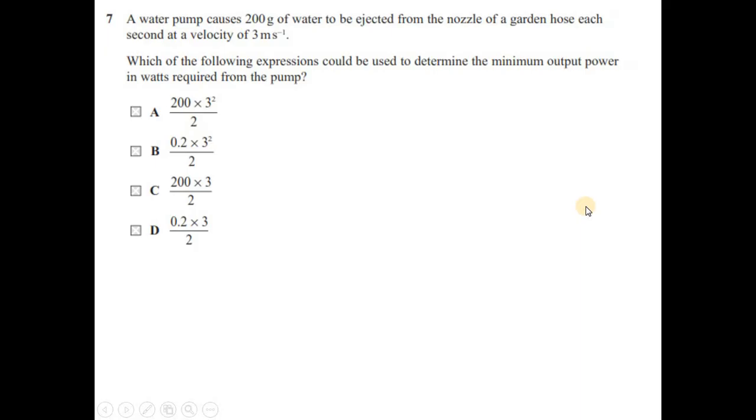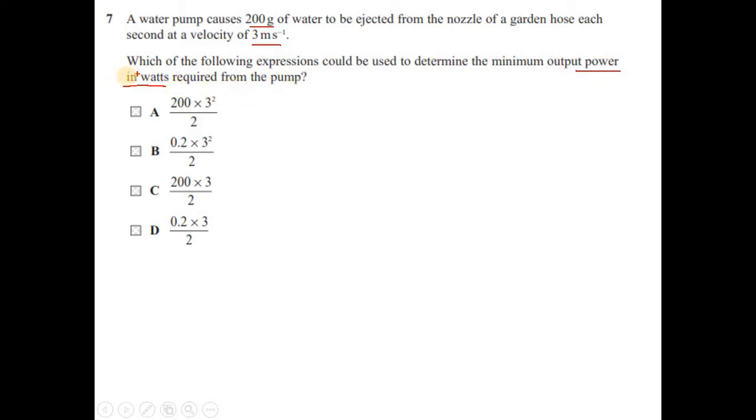Question number 7. A water pump causes 200 grams of water to be ejected from the nozzle of a garden hose each second at a velocity of 3 meters per second. Velocity is given, masses are given. Which of the following expressions could be used to determine the minimum output power in watts required for the pump?